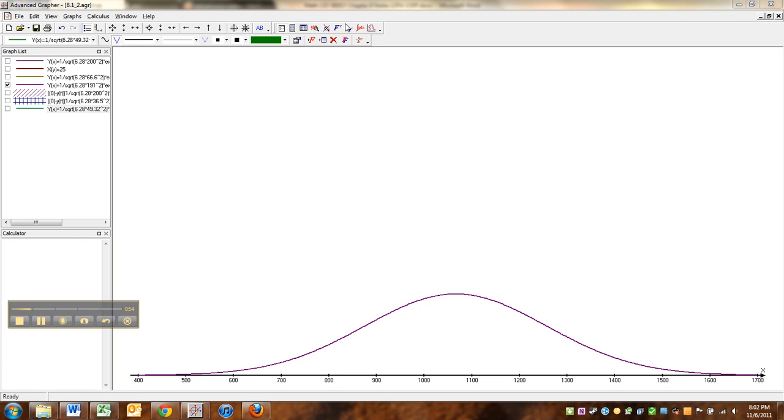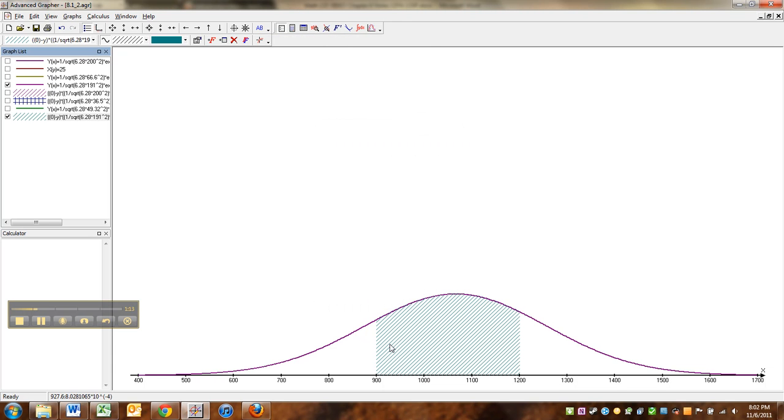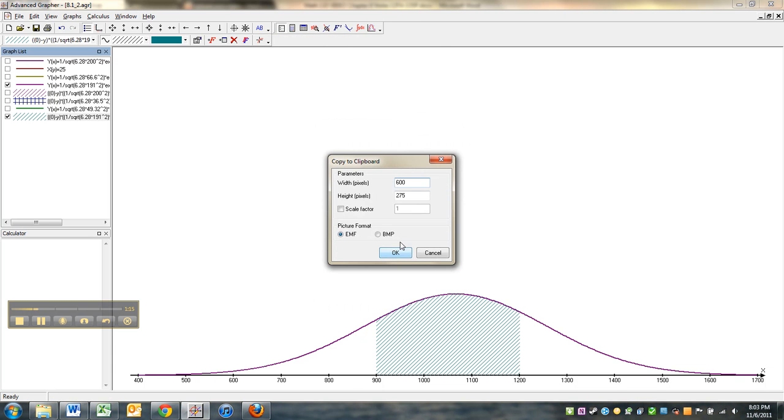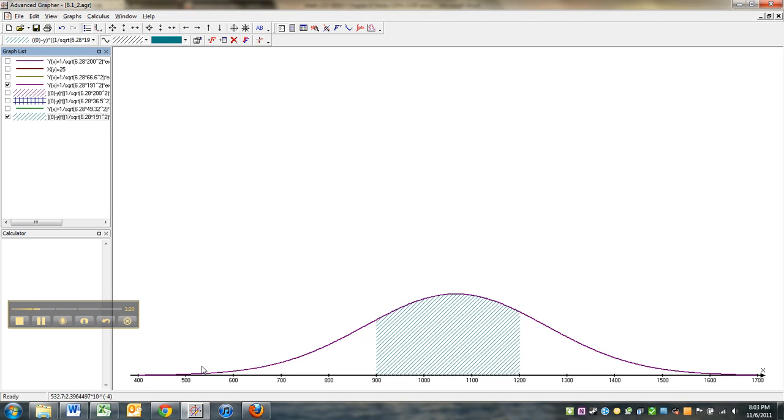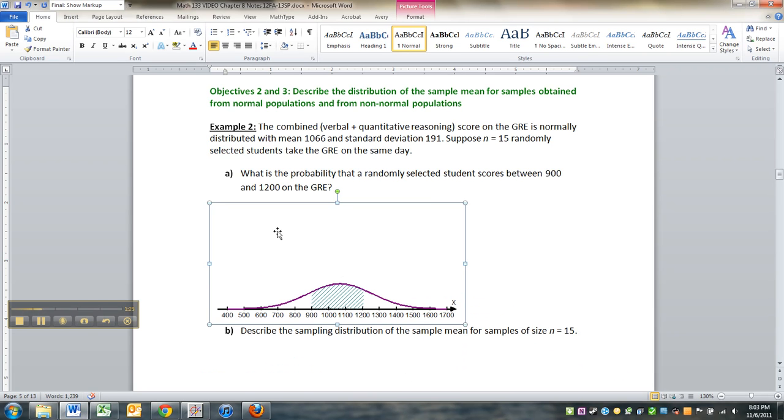Okay, so if I wanted to know the area between, they said 900 and 1200. Hold on, let me find the right one. There it is. The standard deviation is 191, in case you're wondering. All right, and so it was 900 to 1200. I'm not going to calculate it here. I'm just going to add the graph and say, okay, there it is. We don't want nearly that big of a graph. Just want a quick sketch. There we go. All right, now how big is that area that I just found?